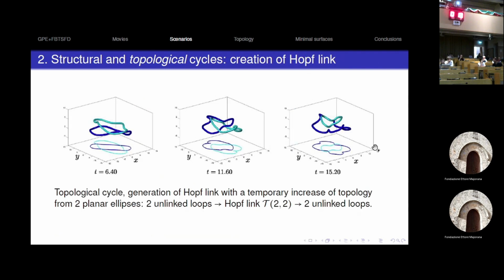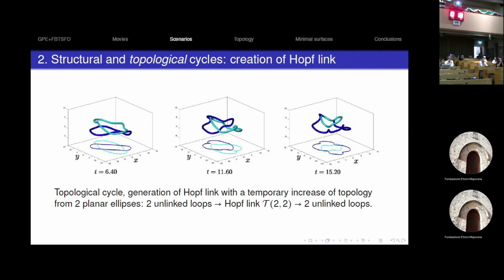And this one is again a cycle, but it is a topological cycle, because you start from 2 ellipses, so very simple, I mean, there are 2 planar curves, unlinked and unknotted, and from there you get for a while a Hopf link. So there's a change in topology, but then again you go back to 2 unlinked loops.